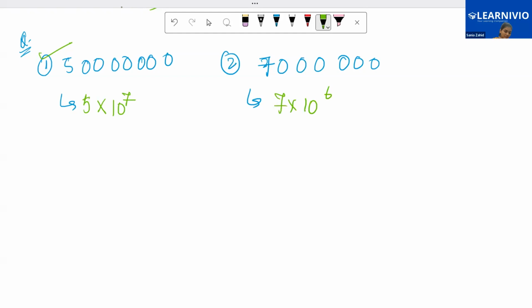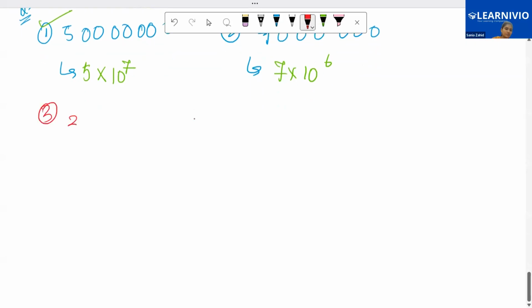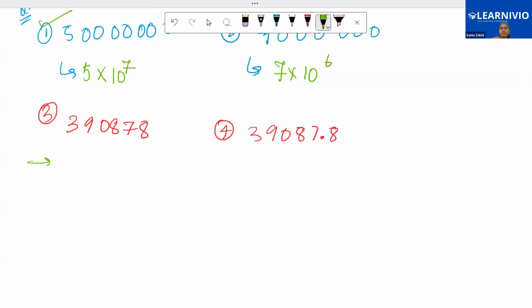Please just give me a minute. Analyzing data. The main idea of the sheet. Okay, so next we have 390,878 and 390,87.8. Ma'am, is it expanded or standard? Standard only.